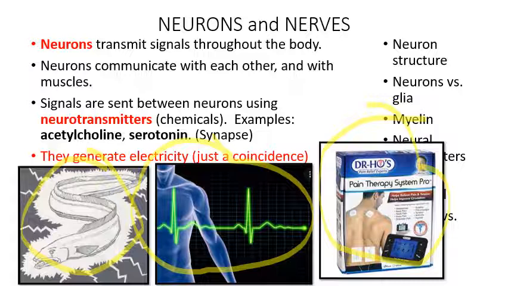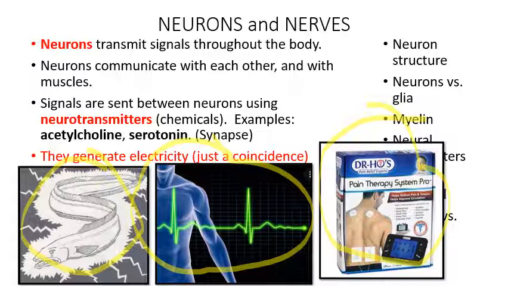It's also true that you can make muscles contract with electricity. If you give an electrical shock to a muscle, it will contract. But the reason for that is because the electricity forced a whole bunch of neurons that are in contact with the muscles to fire, to become activated. So neurons do generate electricity, but it's a coincidence.